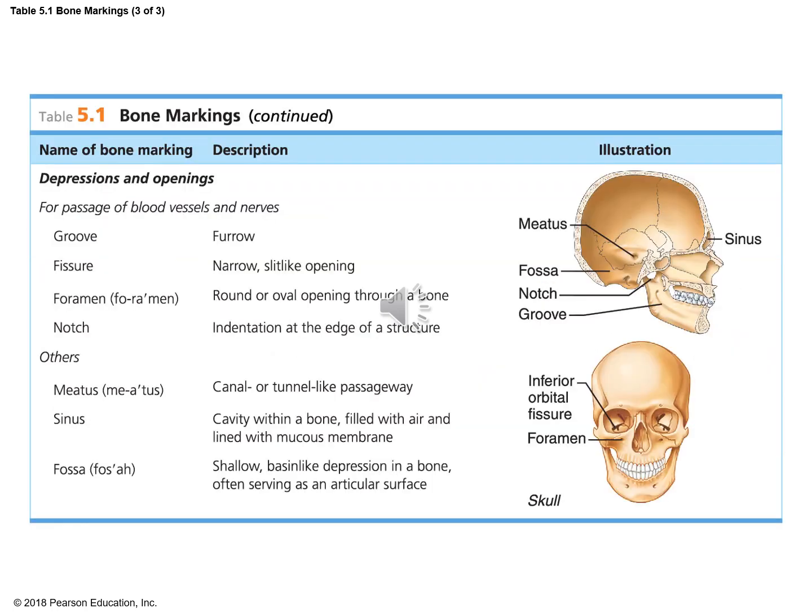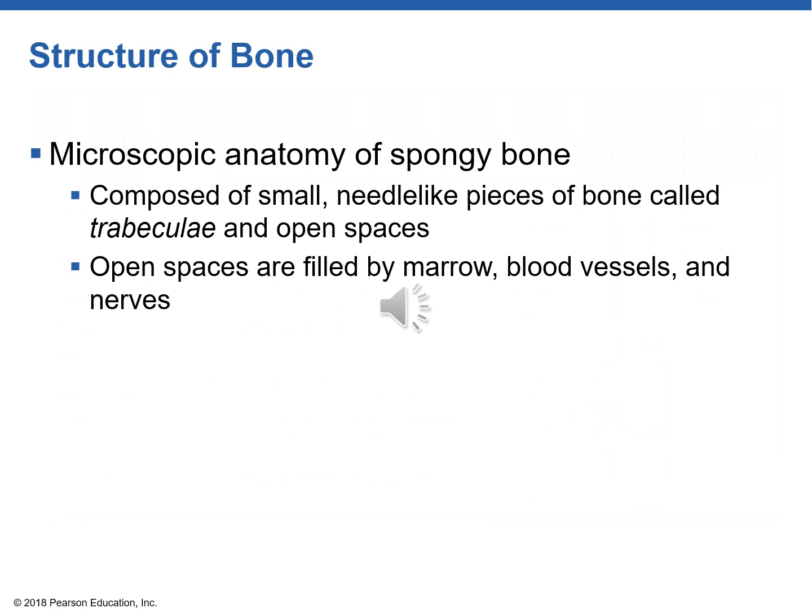And here, let's just memorize the term fissure, which is a slit-like opening, foramen, which is a round or oval opening in the bone, and fossa is like a dip or a little basin or depression in a bone. Also the term meatus, which is a tunnel in the bone. Spongy bone is where blood cells are produced.